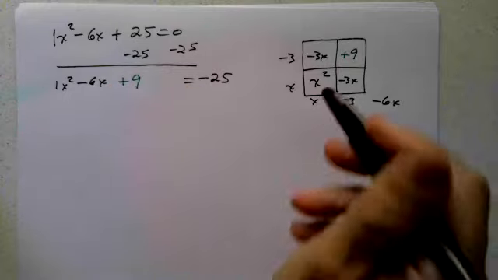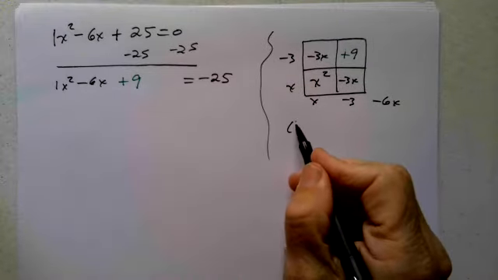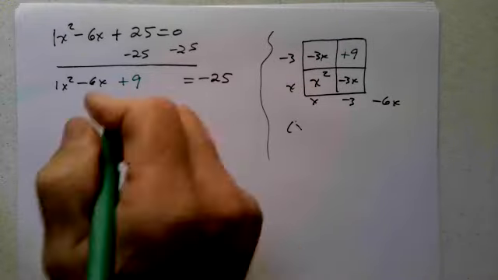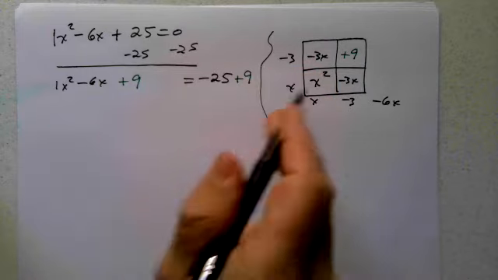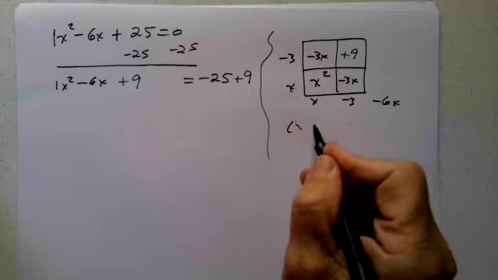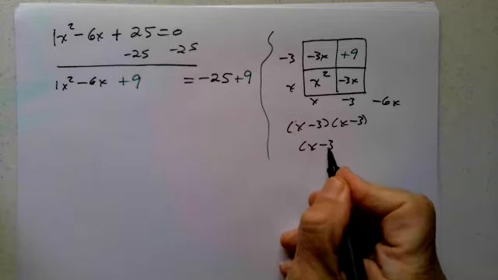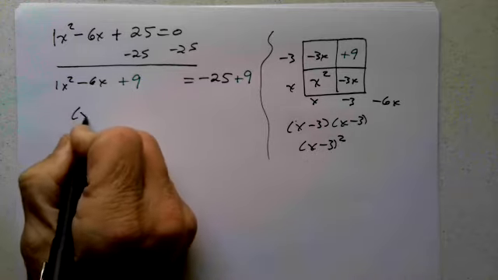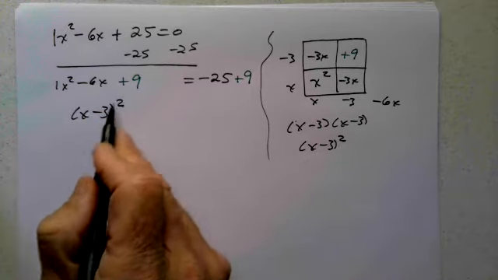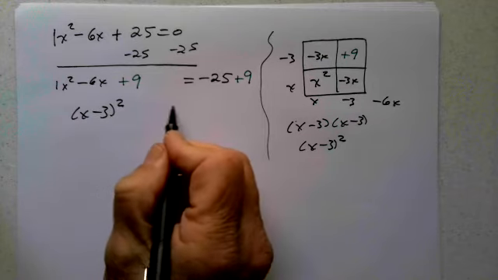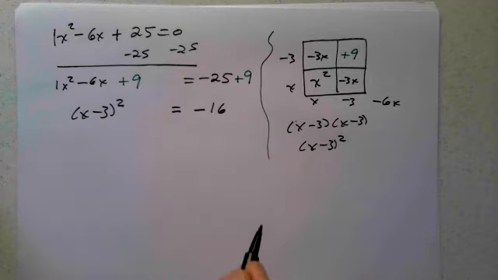So you can see x squared minus 6x plus 9 is the same as x minus 3 times x minus 3. Excuse me, if I add 9 on the left, I've got to add 9 on the right to balance the equation. So x minus 3 times x minus 3 is what we have here, which of course gives me x minus 3 squared. So the left-hand side is x minus 3 squared. Again, I added 9 to complete the square to make this thing a perfect square, so we had to add 9 on the right. -25 plus 9 is -16.